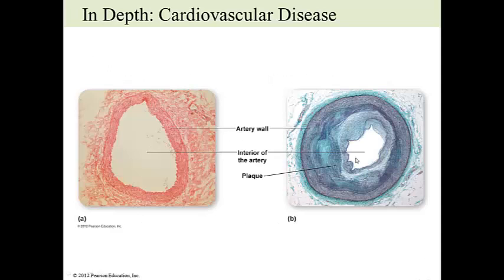This is a diagram here of different arteries. If you look here at a nice artery wall, in this particular artery, it is nice and clear, and there's a nice wide passage for blood to flow. Over on the other side here, on the other hand, if you look at the artery wall on the outside, the inside of the artery is full of plaque, and it really narrows the space that's available for blood to flow through.